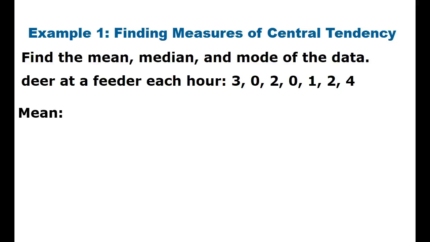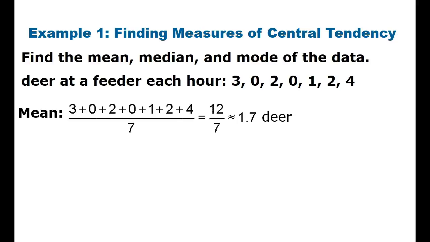To start with the mean, you probably remember how to do this. This is what you, for a long time, have called the average. It's where you add up all of your data together, and you divide by how many pieces of data you have. So if we are adding 3 plus 0 plus 2 plus 0 plus 1 plus 2 plus 4, that gives us the sum of the number of deer at the feeders. We then have to divide by how many hours that we measured, and that's 7. So 12 divided by 7 gives us a mean, or an average, of about 1.7 deer per hour.